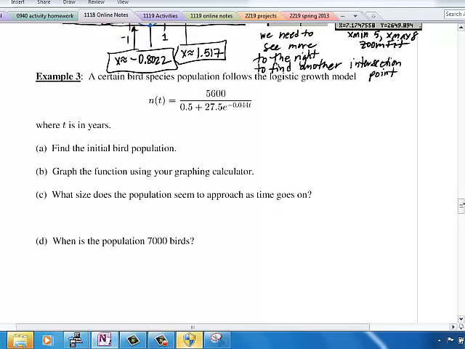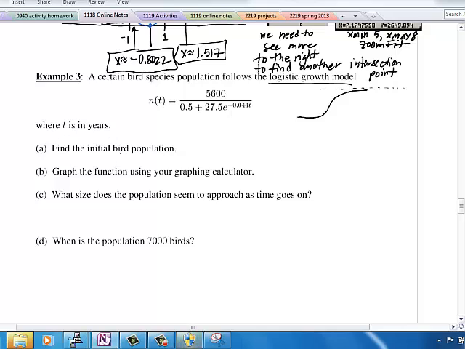In example 3, we have what's called a logistic growth model. So rather than having unbounded population growth, many populations follow a logistic growth model, which has the general pattern that has this sort of S shape, where we've got what's called a carrying capacity, the level that when reached, the population starts to level out. So this bird species follows this logistic growth model where t is in years.